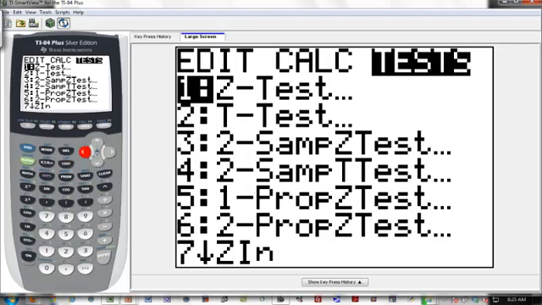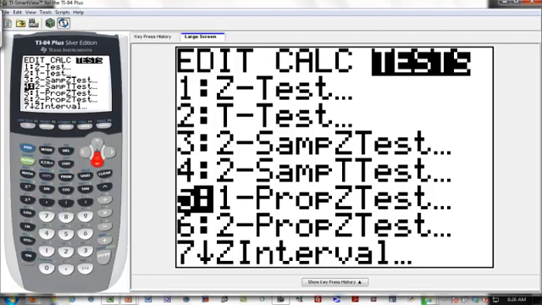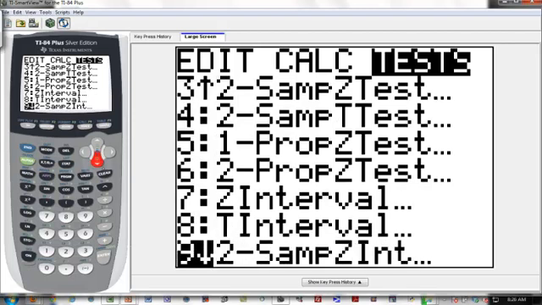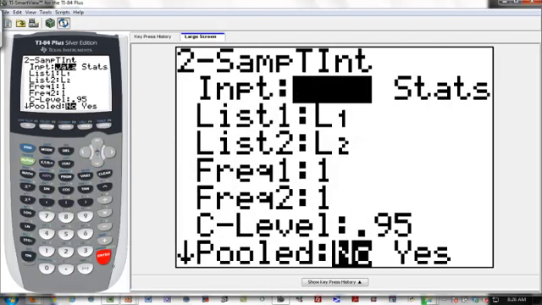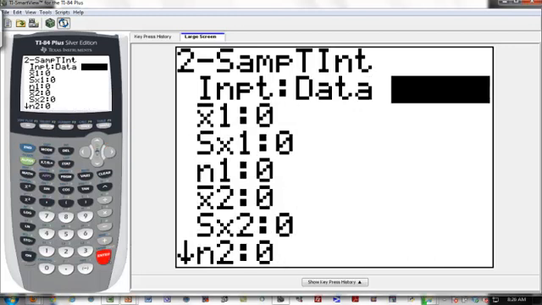Okay, stats, tests, and indeed it's going to be two sample, and we're looking for a t, and we're looking for an interval, and I don't see it on the first page. Is it 0? Oh, yep, 2 sample t interval, that's it. So, do we have data or do we have statistics? Statistics. We have the summary of all those things. But if we had the raw data, we could put it in list 1 and list 2 and get it out that way.